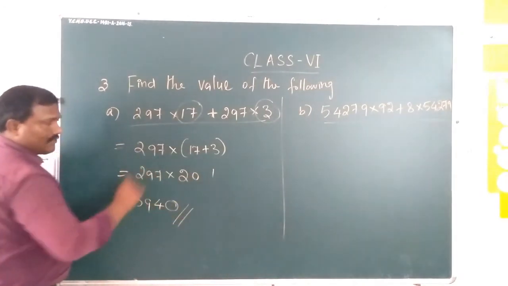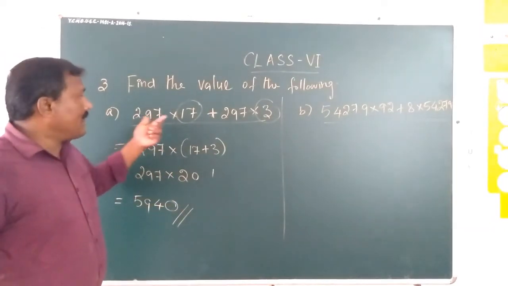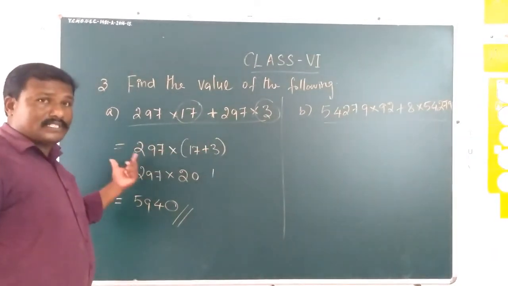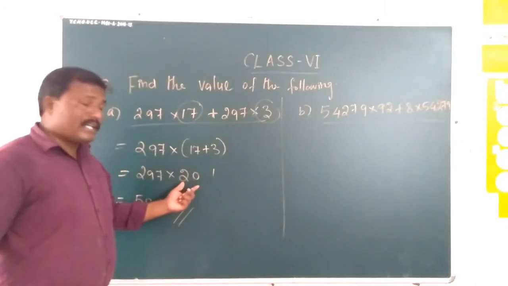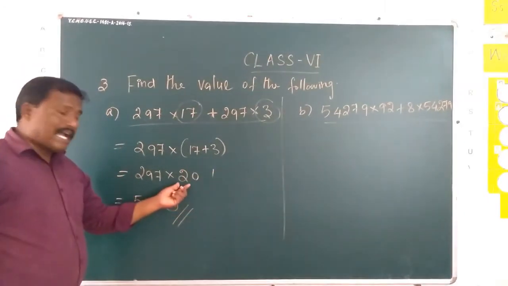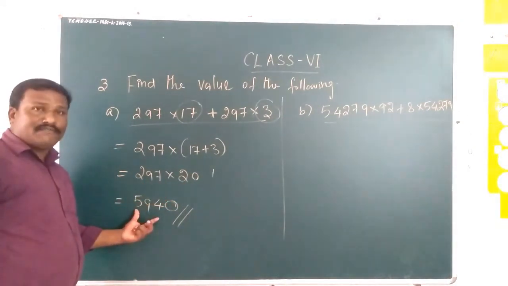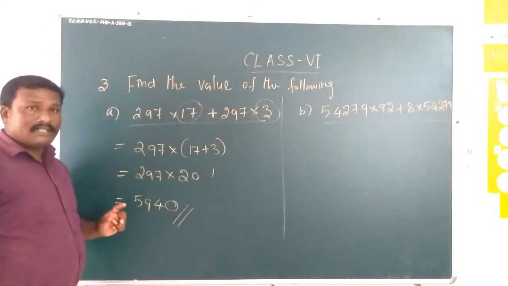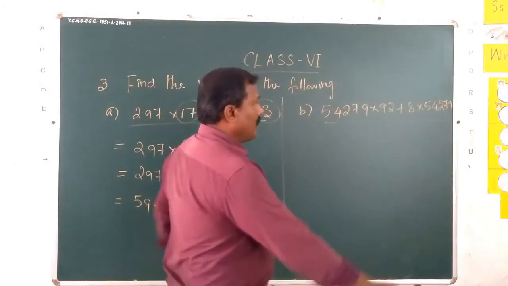This is the answer. So what I did: 297 2 times are there. I will take it separately. Then 17 plus 3 I add. So I got 20. I forgot this 0 first, and multiplied all these numbers. So I got 594. Then finally I add this 0. Then we got the answer. The same here also, the second one, the B sum.